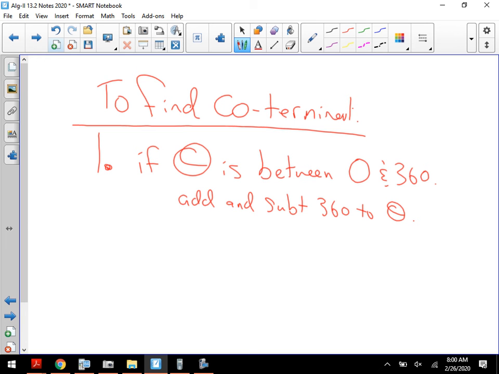If your original theta is between 0 and 360, to get coterminals, all you do is add and subtract 360 to it. For example, we just did one with 60 degrees. If I say our original theta is 200, is 200 degrees within one revolution? You'll hear me say that a lot. When I say one revolution, that means one time around. Is 200 degrees within one revolution?